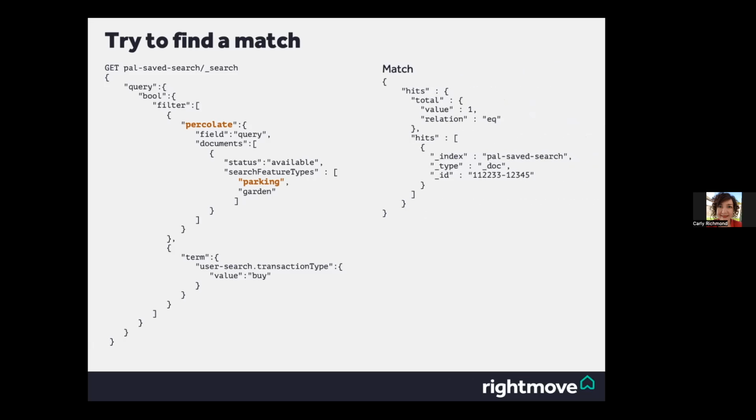And whenever a match is found, we get this kind of response, which gives you the details, including the ID, which we then use to find out who the user for this saved search is, and then alert that user.